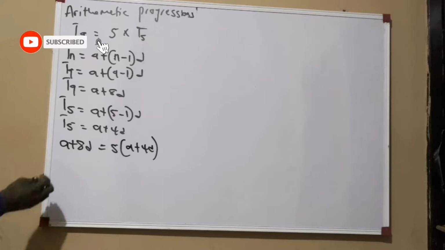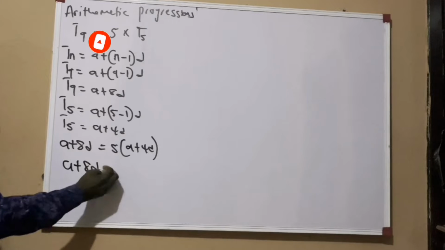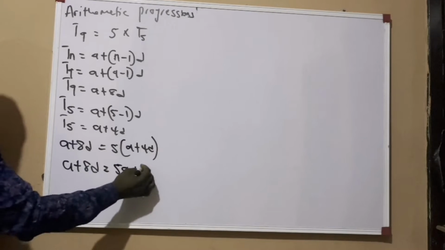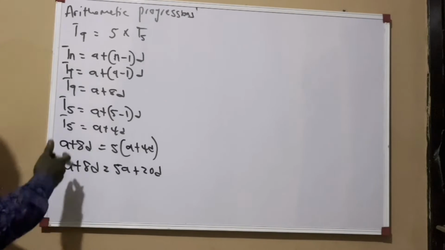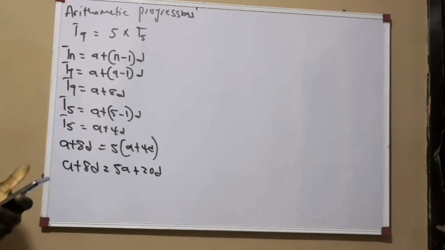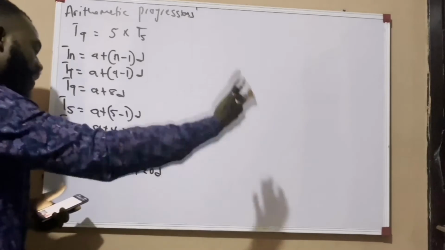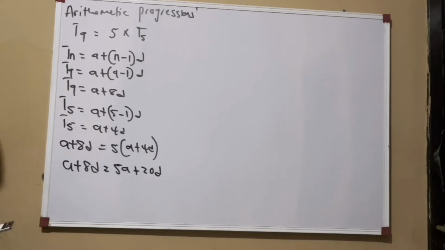Now opening the bracket we have A plus 8D is equal to 5 times A gives us 5A, and 5 times 4D gives us 20D. Now don't forget, we are asked to find the relationship between A and D. So for us to have a relationship, this is what we're going to do. All in the left hand side, all in the right hand side of the equation, we take in the left hand side and equate it to 0.